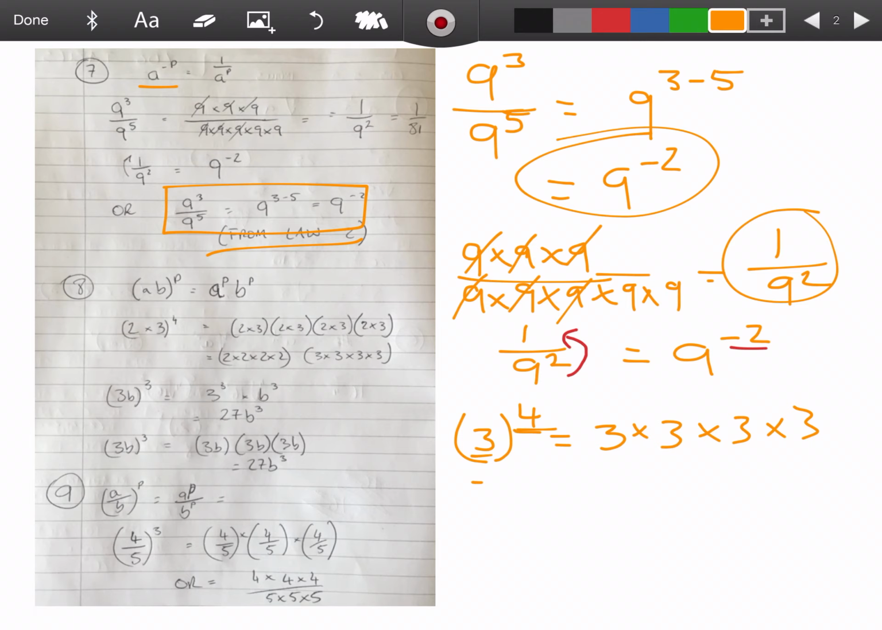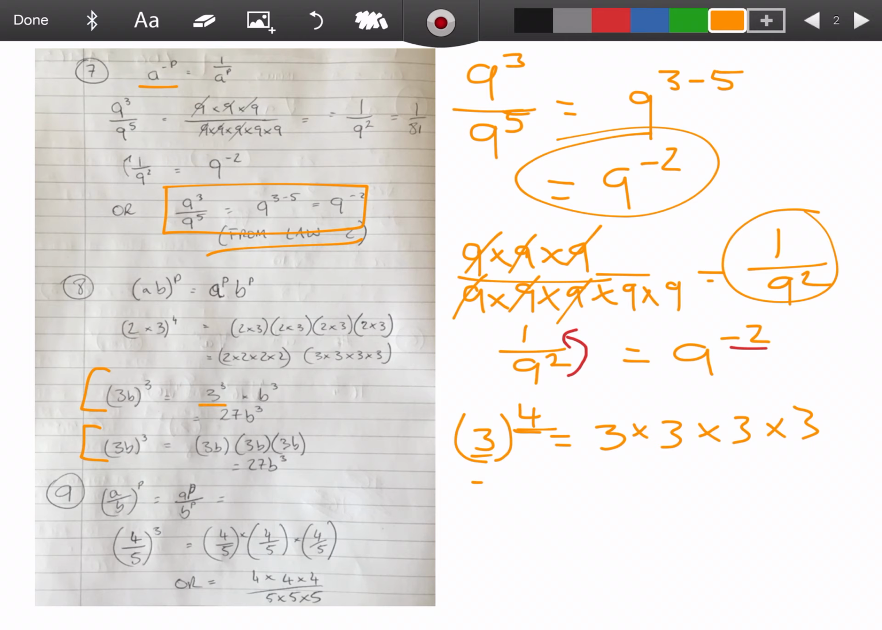Exact same thing here, it's just that we've got 2 parts in it. That I've got AB to the power of P, which gives me A to the power of P and B to the power of P. And I just multiply those together. It's exactly the same. You can see it here in 2 different ways that I've done it with 3B cubed. Lovely way of doing it.